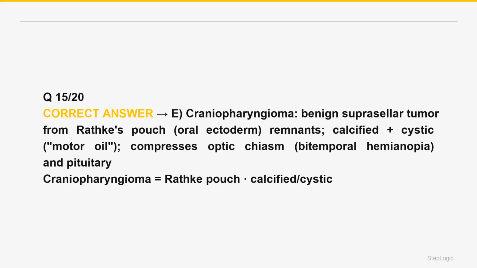The symptoms come from its suprasellar location pressing on adjacent structures. Upward and forward growth compresses the optic chiasm, producing bitemporal hemianopia, loss of peripheral vision, from the crossing nasal retinal fibers. It also compresses the pituitary and hypothalamus, causing endocrine deficiencies, growth failure in children, diabetes insipidus, and raised intracranial pressure with headache and vomiting. Histology shows wet keratin. It is distinguished from a pituitary adenoma, which arises from the adenohypophysis itself and is usually not calcified. The calcified, cystic, Rathke pouch-derived suprasellar tumor compressing the chiasm is a craniopharyngioma.